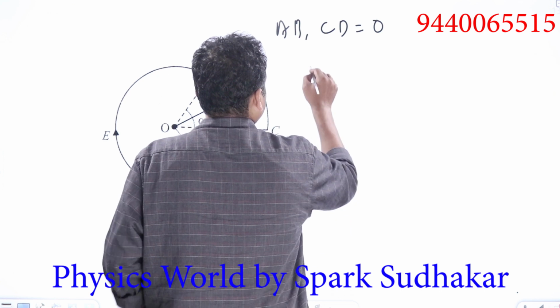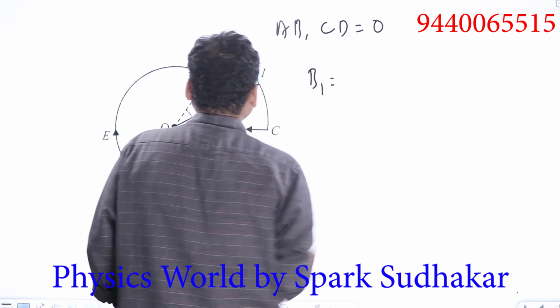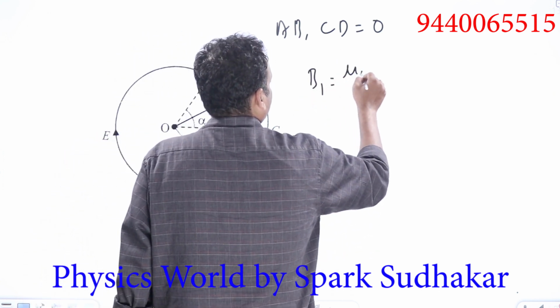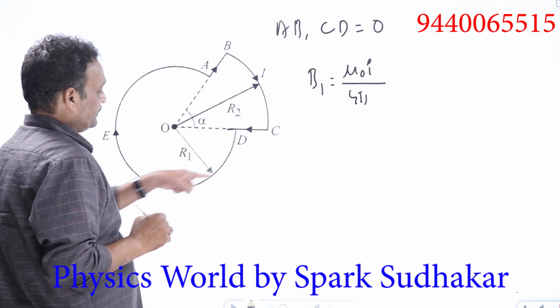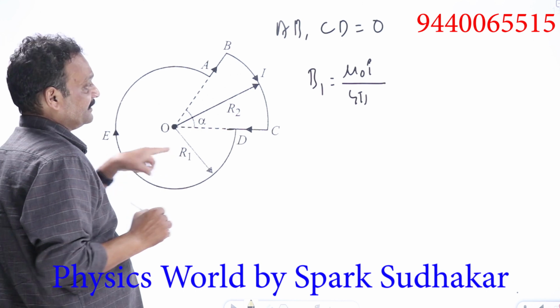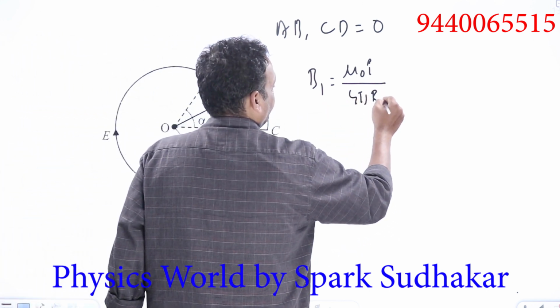B1 equal to mu naught I by 4 pi. Now what is the radius of this segment? The radius of this circle is r1, so I'll put r1 here.